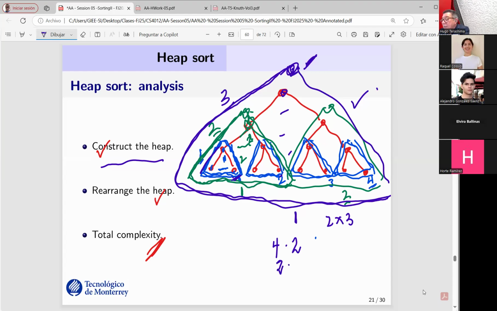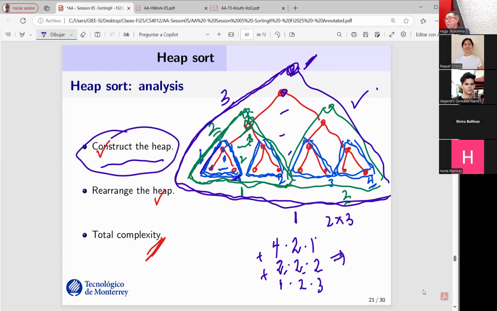But the height is what? 2 times 1 is 2 trees and 2 comparisons per level. And how many levels do I have? 2, right? And for the purple, I have 1, right? 2 comparisons per level, and I have 3 levels. You see? And I need to sum up this plus this, and this is going to give me the whole number of comparisons for this phase, for the construction phase, right?